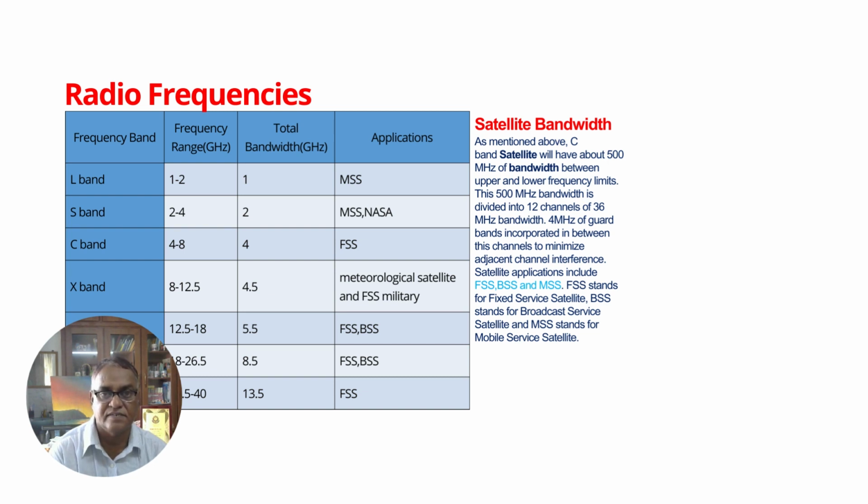As we have seen earlier, different frequencies are used by different satellites. It starts from L band, S band, C band, X band, Ka band, Ku band, like that. They have frequencies in the range of gigahertz, 1 to 40 gigahertz, with bandwidth from 1 gigahertz to 13.5 gigahertz. And these satellites are mainly used for fixed satellite service, FSS, broadcast satellite service, BSS, and MSS, which stands for mobile satellite service.